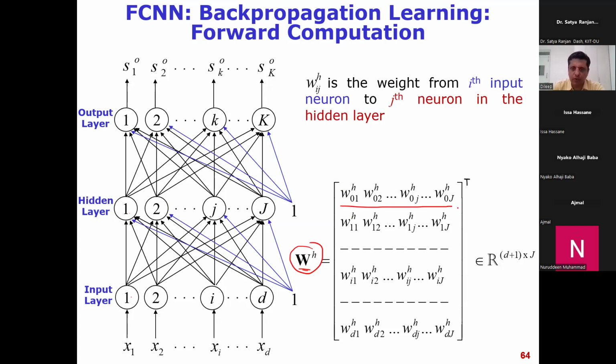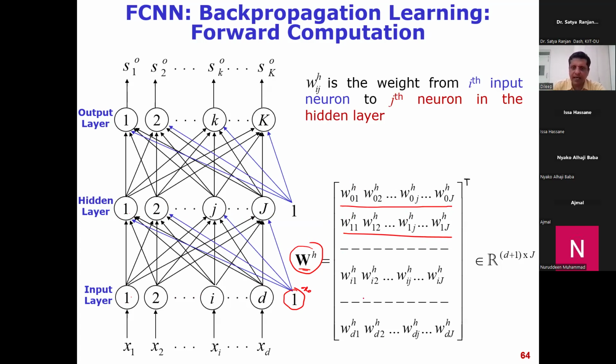So this first row is indicating the weights from your bias, this X naught, to all the neurons. In the second row, it indicates the weights from the first input neuron to all the neurons in the hidden layer. Okay, that's why the J such weights are like that.